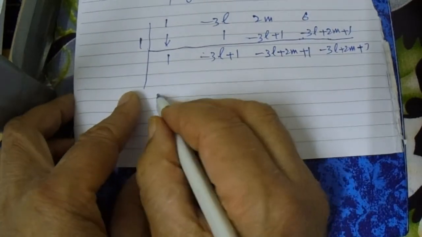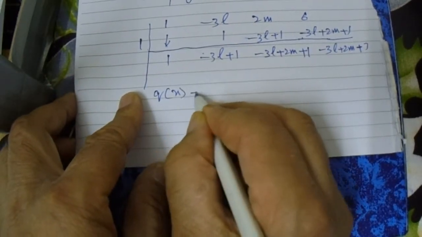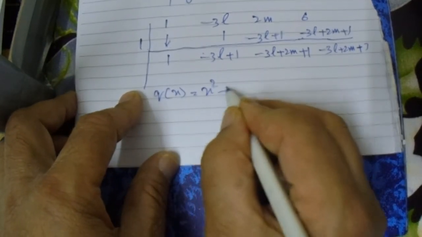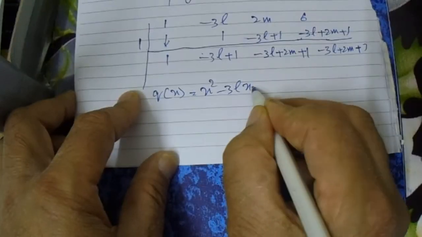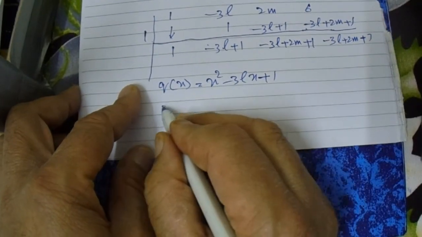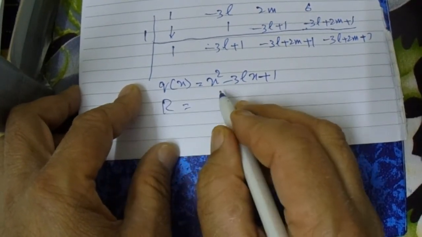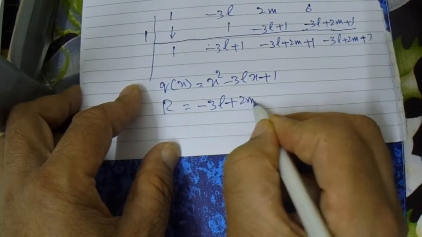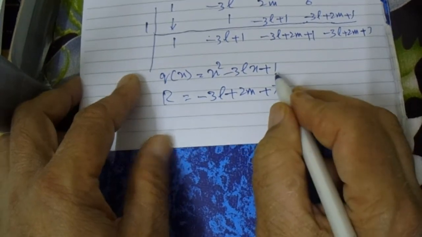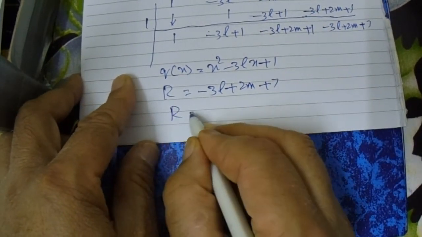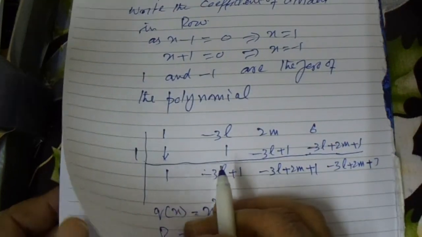Now qx is equal to x square minus 3lx plus 1 and remainder r is equal to minus 3l plus 2m plus 7. We write r is equal to 0 because the zero of the polynomial is given.